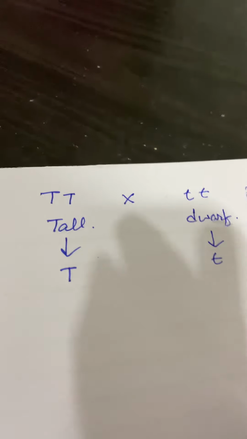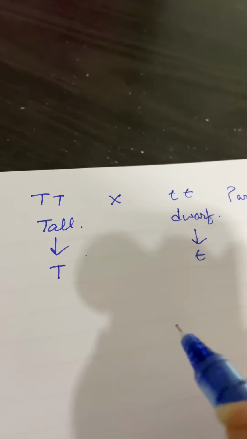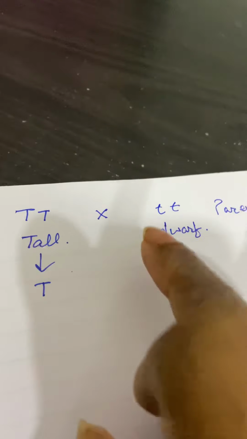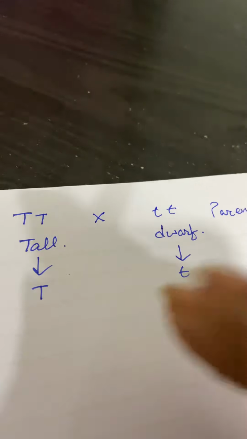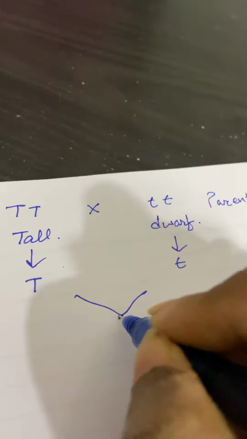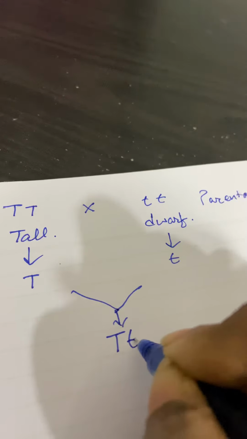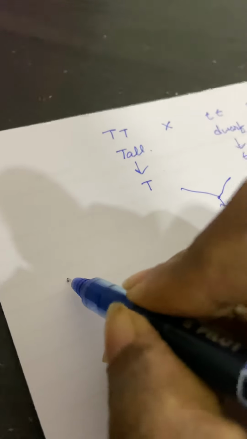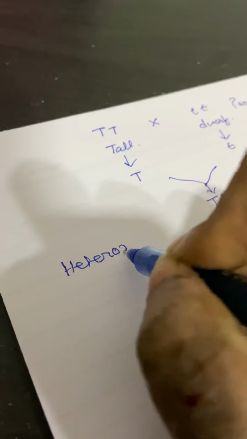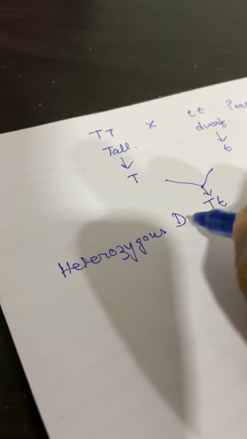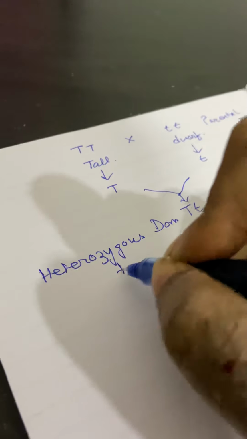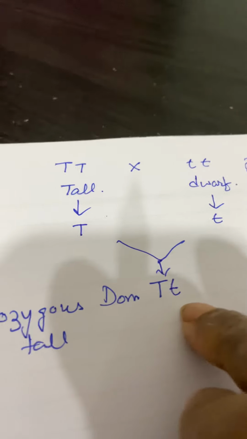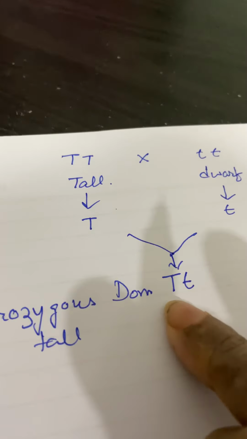You understood that. Now when these two gametes come together, the gametes have to come together for the crossing to happen. So when these two come together, what we get is a heterozygous dominant plant. Can you see? I hope so. Heterozygous dominant. So it will be tall only, but it is heterozygous because it has got both the dominant and recessive alleles, but the recessive allele will not express itself because the dominant allele is there.